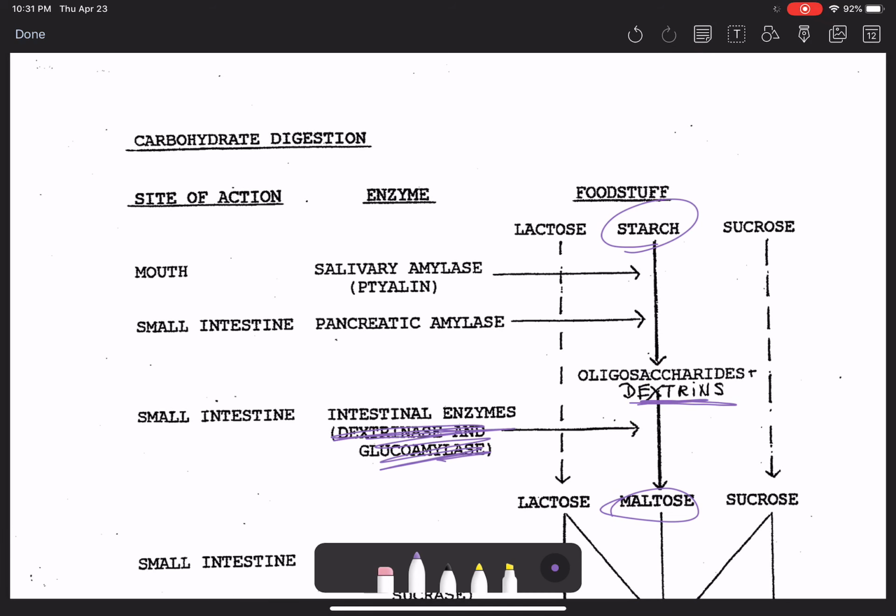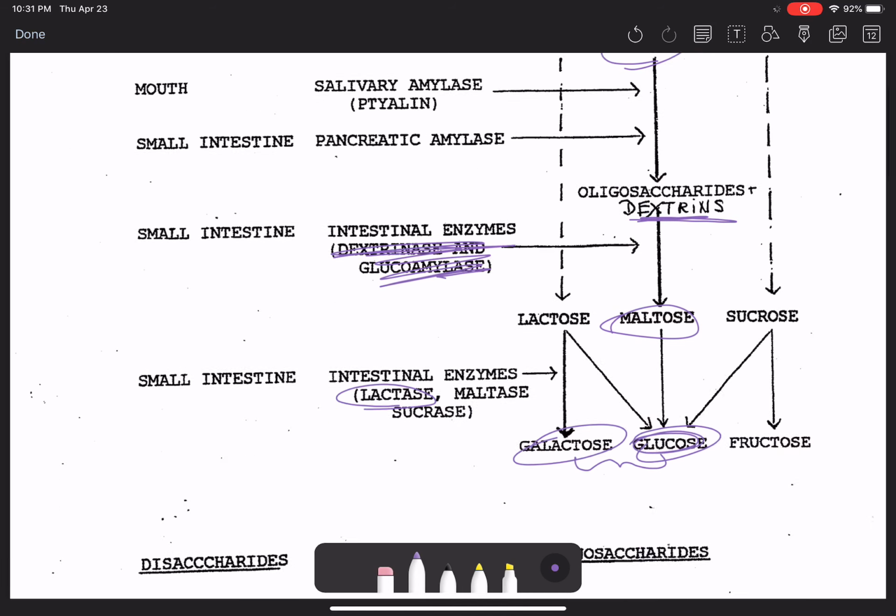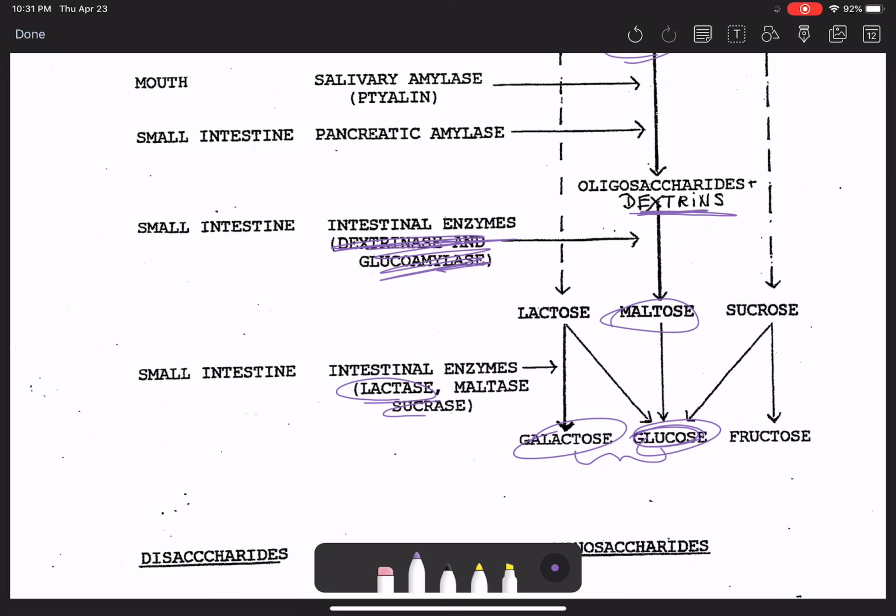Sucrose is a disaccharide that's a combination of glucose and fructose. Fructose is also a monosaccharide. So we also have a brush border enzyme called sucrase, which is going to specifically break down the sucrose into glucose, like we have here centrally as a product of the breakdown of maltose and lactose. And then we also have fructose resulting from the breakdown of sucrose.